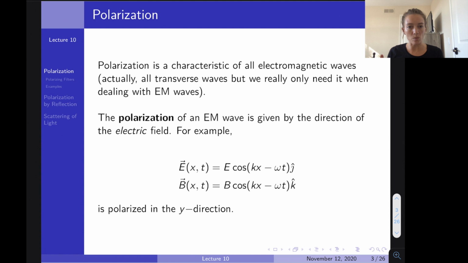We remember that the electric and magnetic fields are perpendicular to each other, and that E cross B will give you the direction of travel. So if you know the polarization of the electric field and you know the direction of travel for the wave, you can figure out the magnetic field direction right away. So the polarization always just refers to the electric field direction.